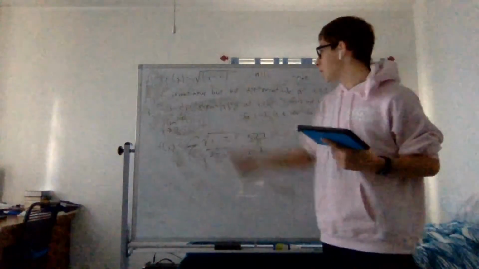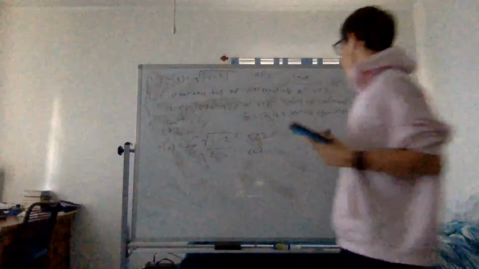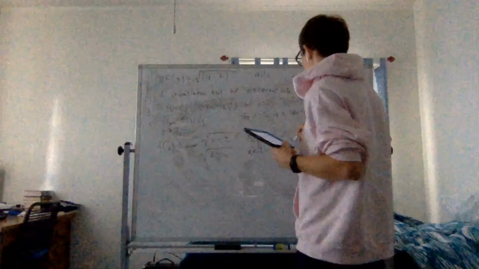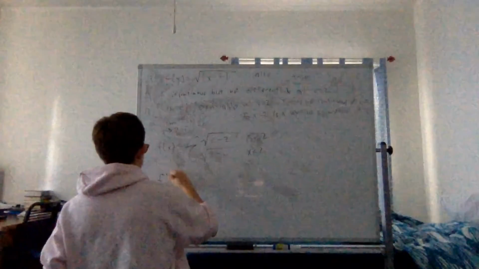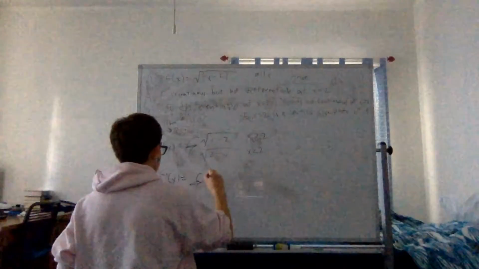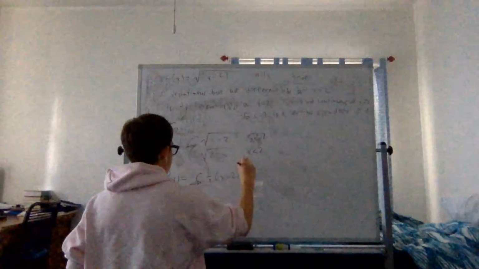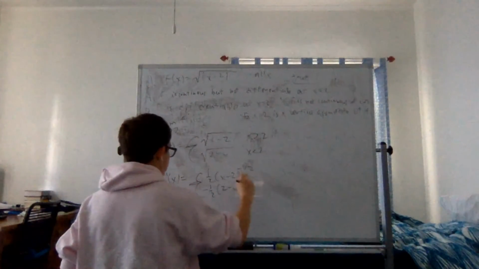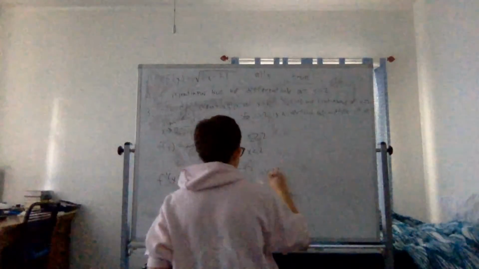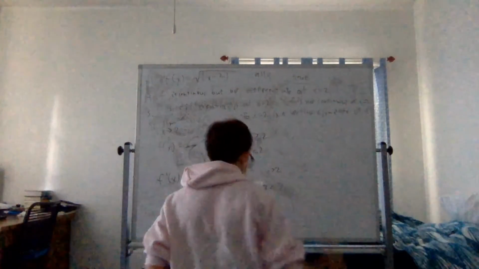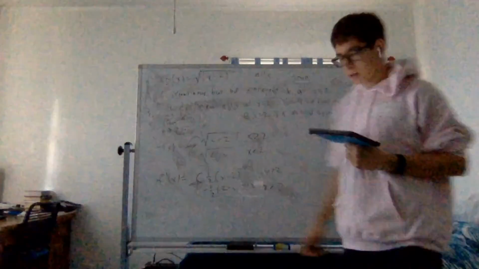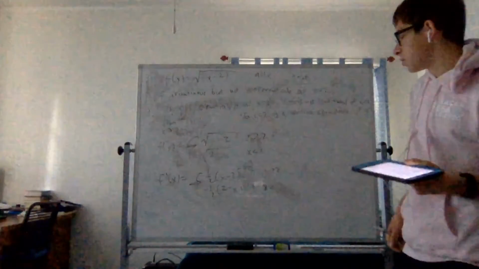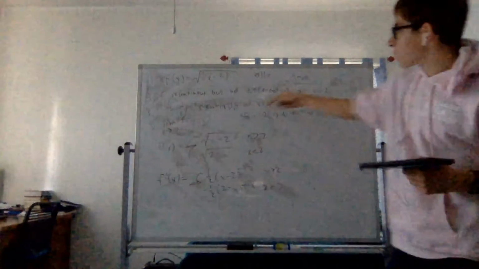Now for both a and b, they want us to check if it's differentiable. So for that, we need to take the derivative of this piecewise. Right. So when we take the derivative, we get this here, right? So now we're going to want to check, because they both ask for x equals 2, right?